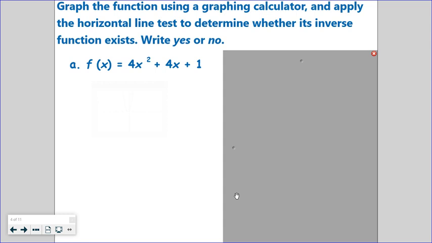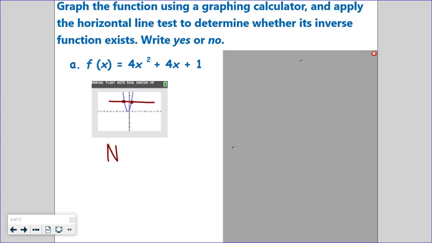Okay, we should be seeing a picture something like that showing up on our calculator, right? And I try my horizontal line test, hits my graph at more than one point, here and here. So because it hits at more than one point, it fails. So the answer, yes or no, is no. There is no inverse function to the one that was handed to us.